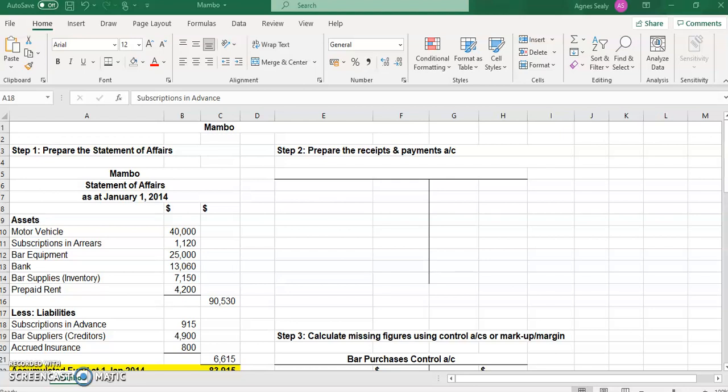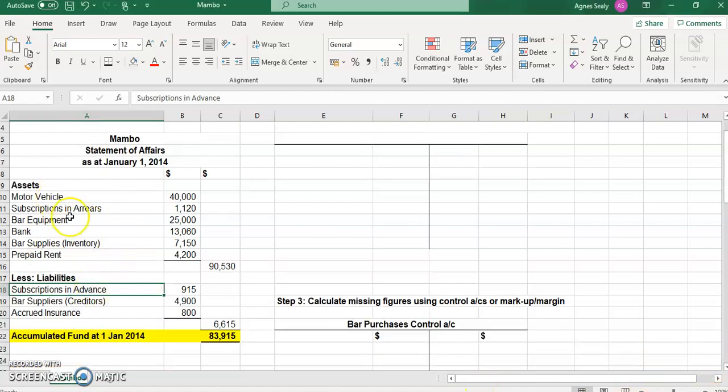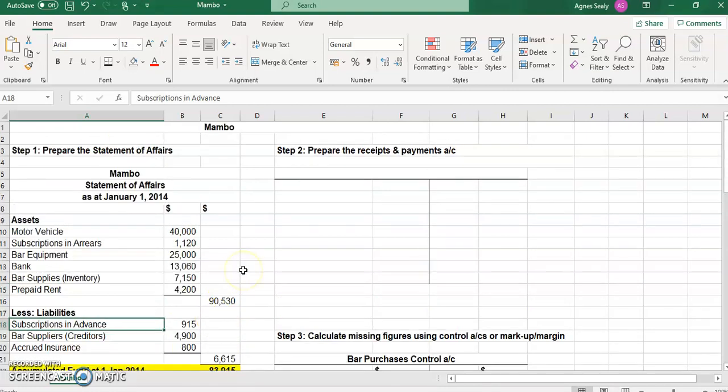Welcome back again. We are continuing with our second video with respect to the example question for nonprofit organizations called Mambo. And in our previous video, we would have completed our step one, where we would have calculated the opening accumulated fund for Mambo. So that came to $83,915. So now we know the opening accumulated fund.